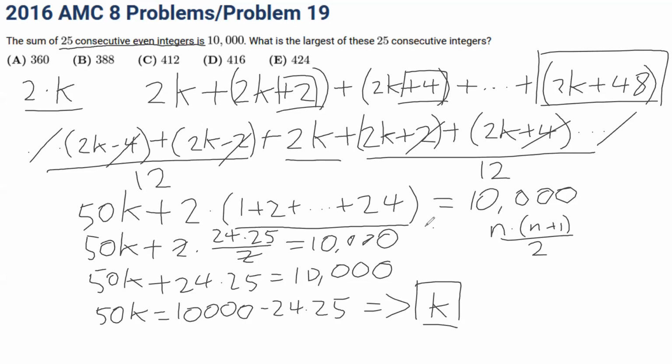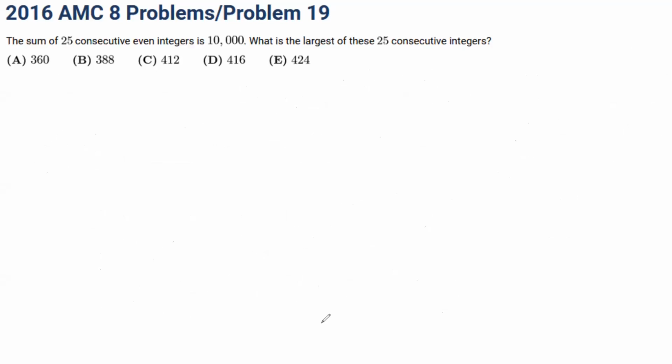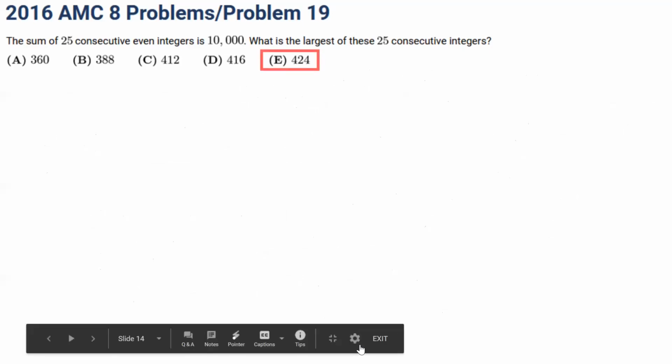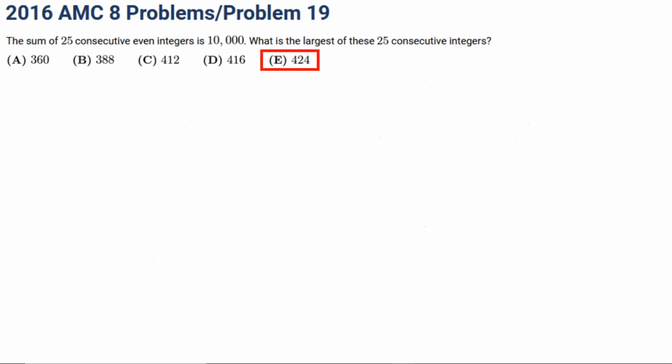And then obviously from there we could solve for k. And since they're asking for the largest, our largest is no longer 2k plus 48. It would be whatever the last term here is, and then that would be our answer. Hopefully I didn't go a little too fast there, but our answer to this problem would be E, which is 424.